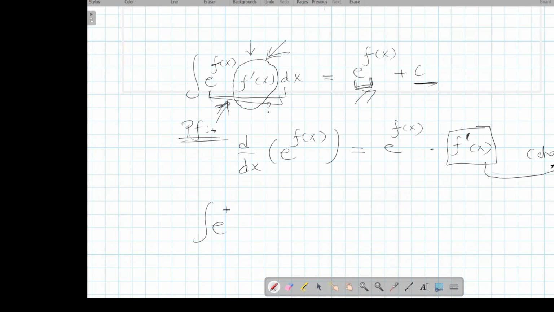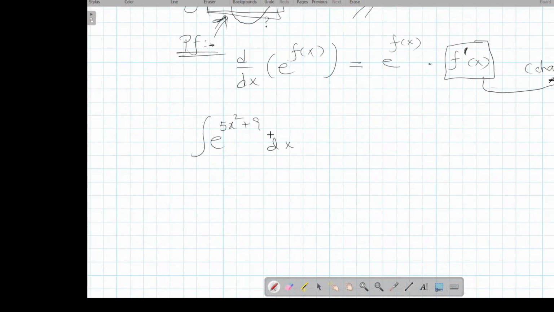Let's take an example: e to the power 5x squared plus 9. Can you integrate this? You have to see what is the derivative of the power function. What is the derivative of this? 10x. Yes, of course, 10x. The derivative of 5x squared plus 9 is 10x plus 0. It's 10x.